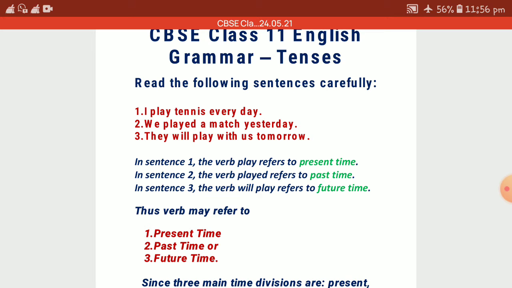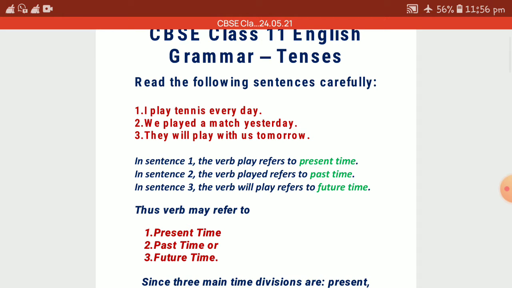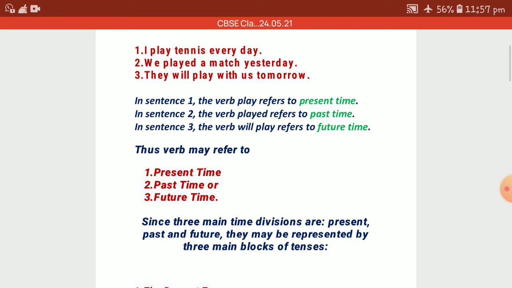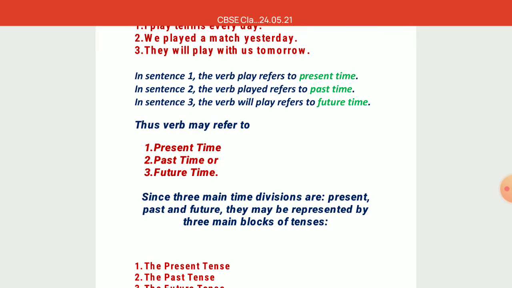Now dear students, if you look very carefully, the three sentences are different from one another. If we analyze it critically from the grammatical aspect, then in sentence number 1, the verb play refers to present time. In sentence number 2, the verb played refers to past time. And in sentence number 3, the verb will play refers to future time. So thus a verb may refer to present time, past time or future time. Now it depends on the sentence.